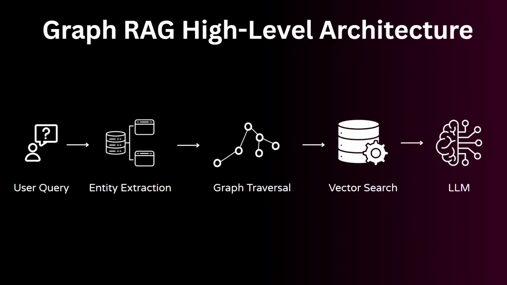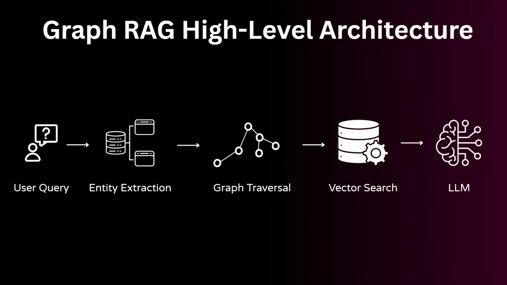Now that we understand the building blocks, let's look at the high-level architecture of Graph RAG. It all starts with a user query. The first step here is entity extraction. The system identifies the key entities mentioned in the question, like an employee, a system, or a policy. Next, we perform a graph traversal. Using the knowledge graph, the system navigates through connected nodes to collect all relevant entities and relationships. This step ensures that the model understands how pieces of information are related, not just that they exist.